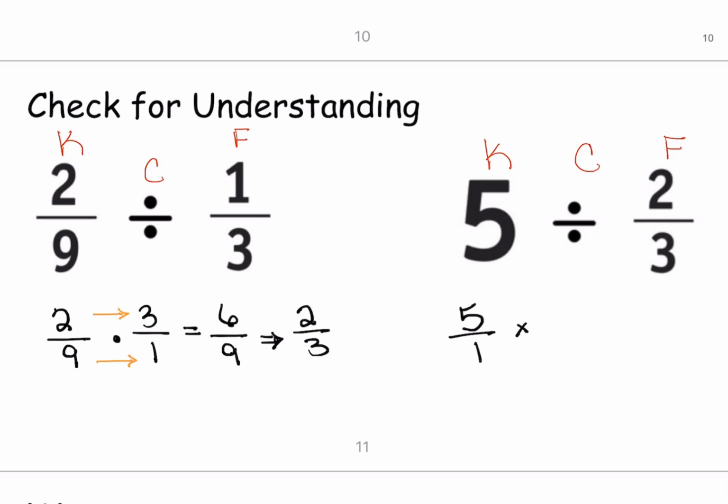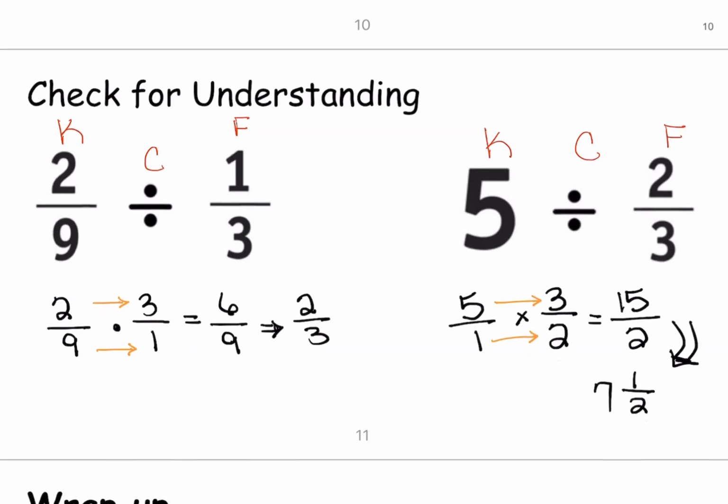and we flip that second fraction to its reciprocal. So here we have 2/3. We flip that to 3/2. Now that we have a multiplication problem, we multiply straight across. 5 times 3 is 15. 1 times 2 is 2. And we can simplify that down to 7 1/2. Great job. Let's jump into this wrap up.